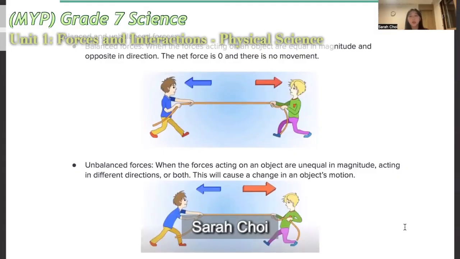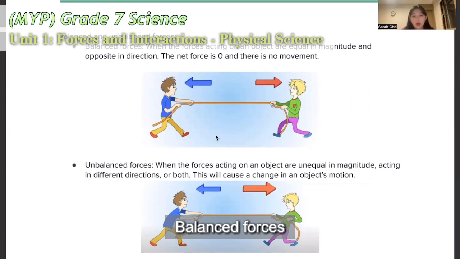So while these forces are acting on an object, it can either be balanced or unbalanced. Balanced forces are when the forces acting on an object are equal in magnitude and opposite in direction. The net force is zero and there is no movement. Tug of war can be a good example to demonstrate both balanced and unbalanced forces.